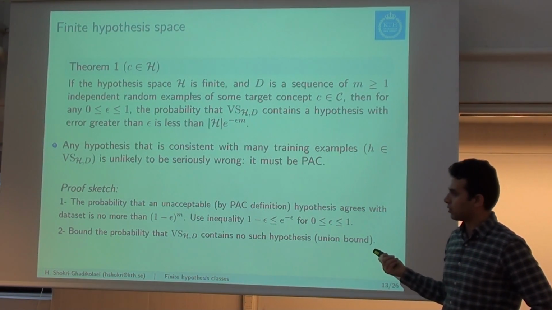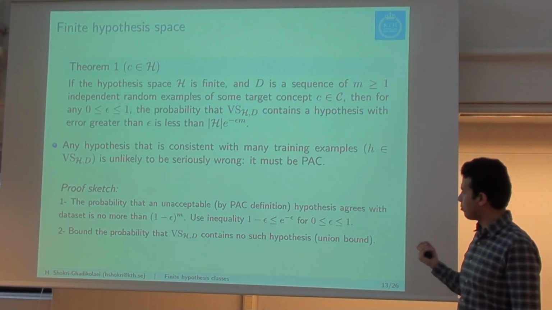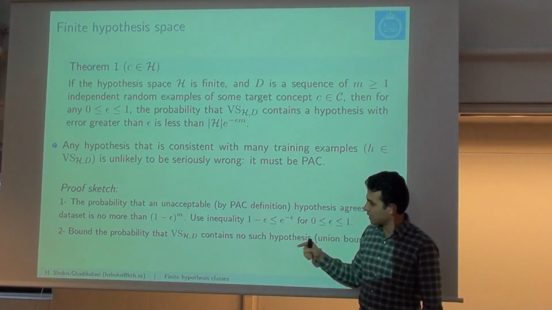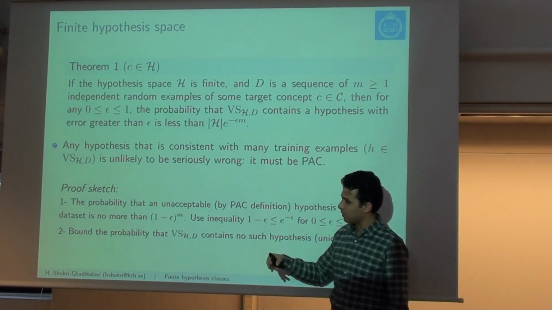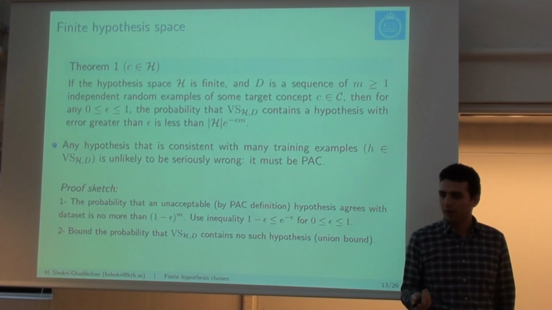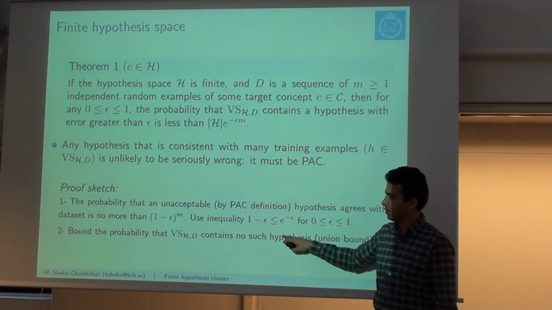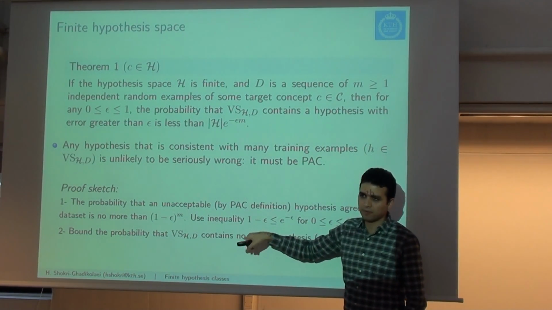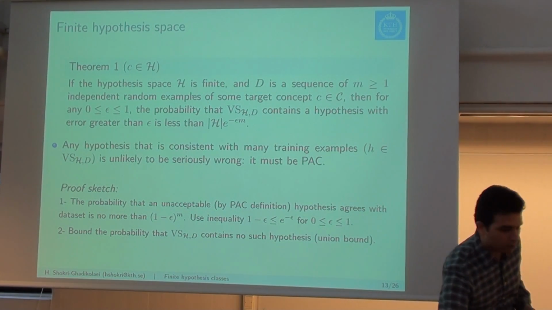So first of all, you should find the probability that one unacceptable hypothesis agrees with the data set. Since for an individual sample you have this probability of having error, and then you have M samples, which you can assume are IID, the probability that you have an unacceptable hypothesis is (1 minus epsilon) to the power m. Then you can use this inequality, and then you can use the union bound. So this is for an individual hypothesis, and for all hypotheses in your version space, you should have this. So at the end of the day, you have something like that.